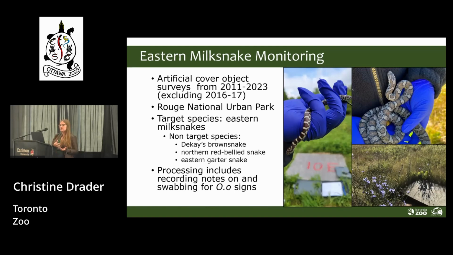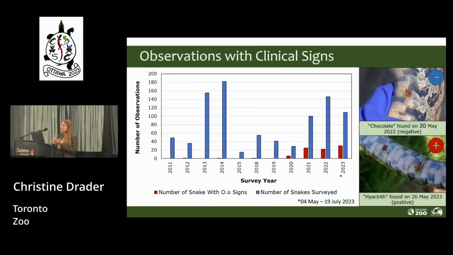When we find snakes under cover objects or opportunistically, we process them, and we record notes on and swab for Ophidiomyces signs. Throughout our surveying period, we've observed a number of snakes. However, routine testing was not done until 2020. Prior to that, only one observation was made in each year, in extreme cases in 2012, 2014, and 2018. But since then, we have seen an increase of signs after we've been continuously swabbing.